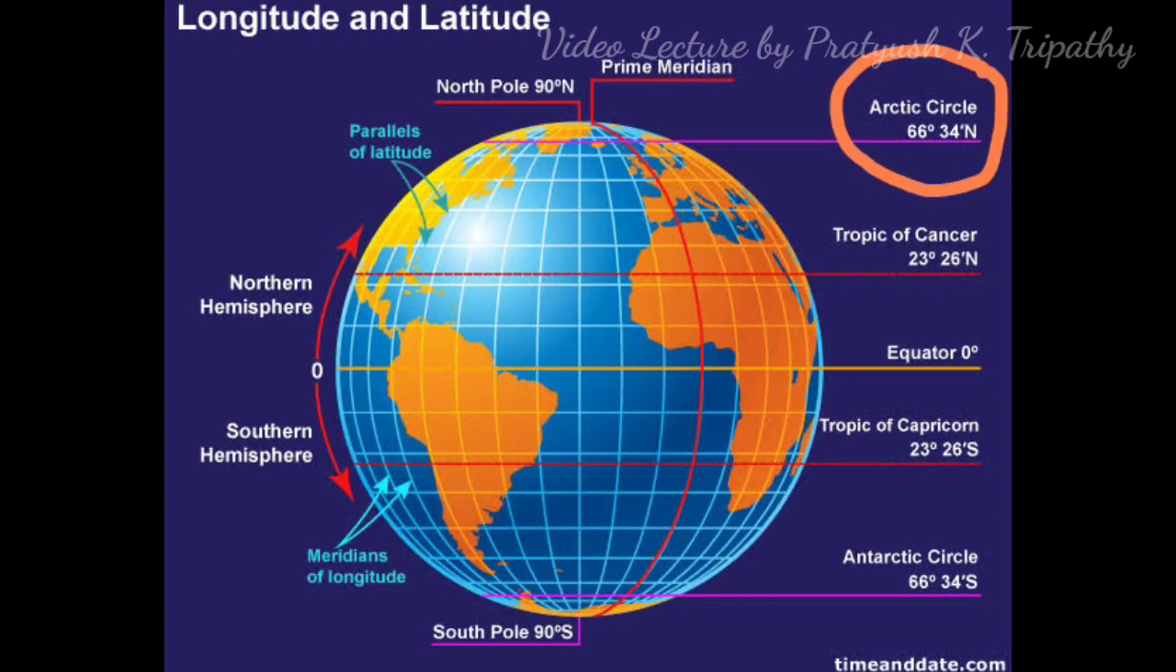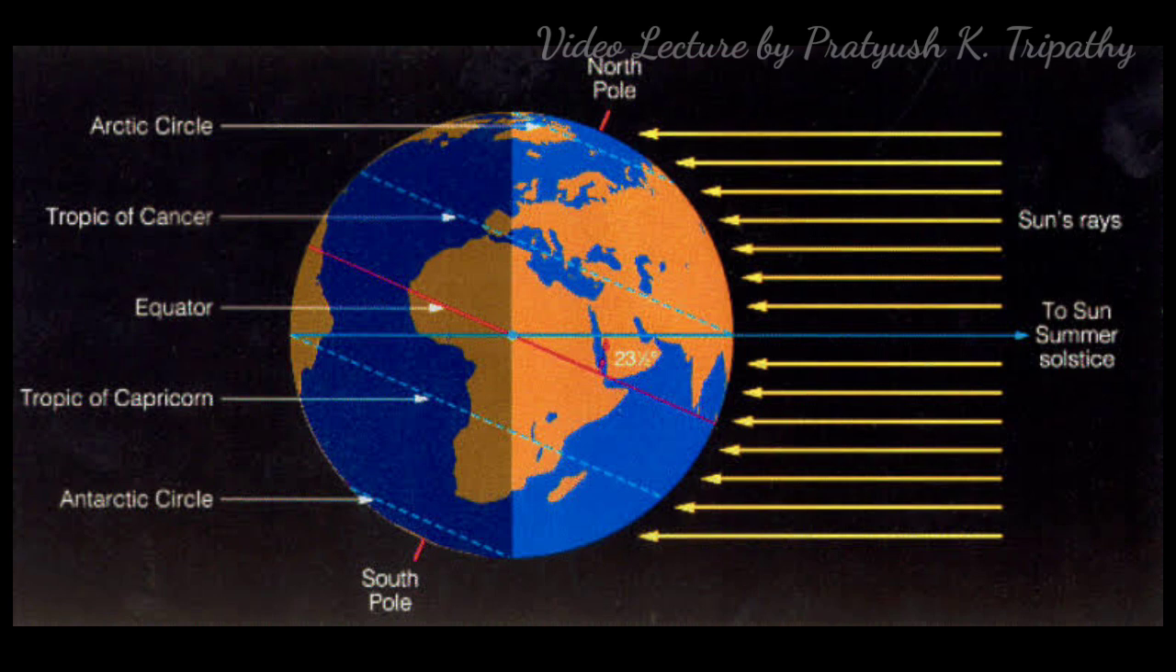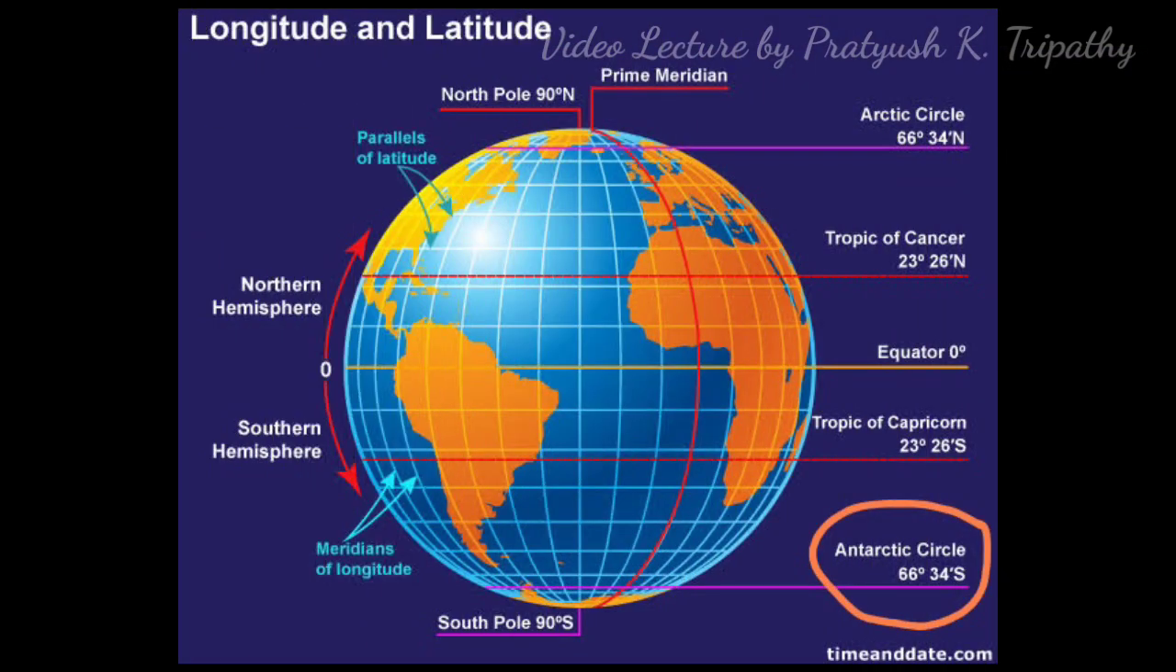Next is the Arctic Circle. It is the 66.5 degree north latitude. This latitude is important because the area within this circle receives oblique rays of the sun. Because of the inclination of its axis, it experiences 6 months of day and 6 months of night. Next is the Antarctic Circle. Conditions within this circle are the same as those in the Arctic Circle.